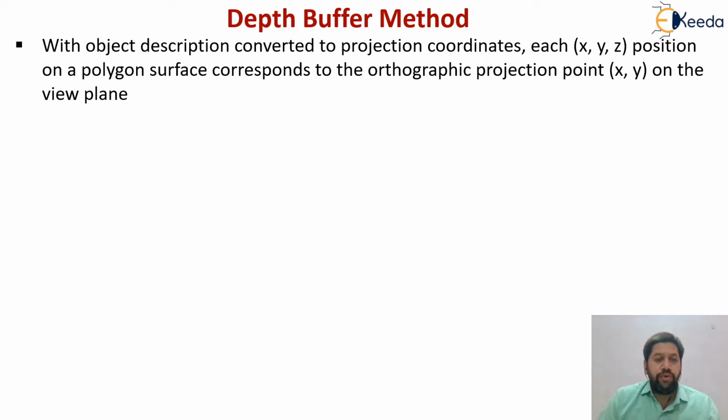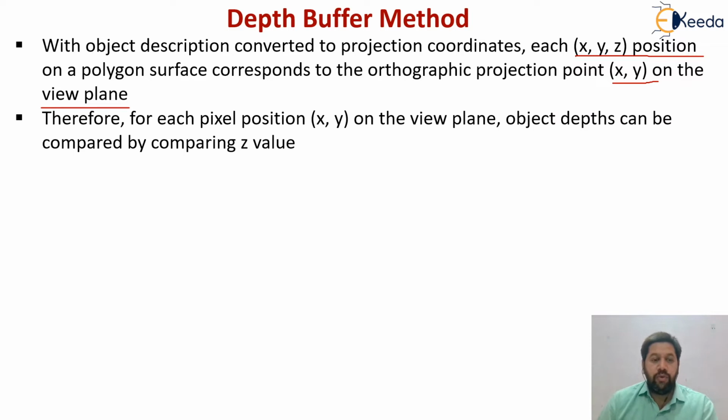Now with object description, we are considering the object description or polygon description converted to the projection coordinate. Each pixel position x comma y comma z on a polygon surface corresponds to the orthographic projection point x comma y on the view plane. The actual object is three-dimensional, having x, y, and z values. But when we project it on the projection point, we consider only the x and y values, or the two-dimensional view of the object.